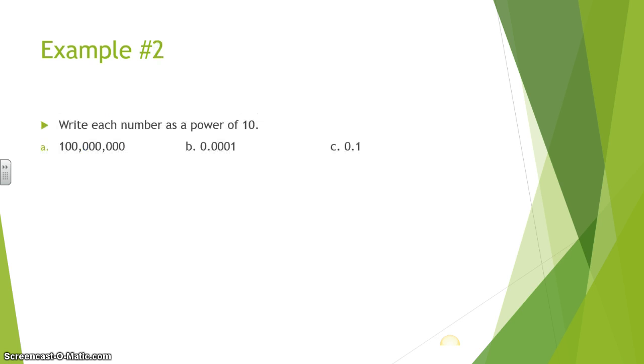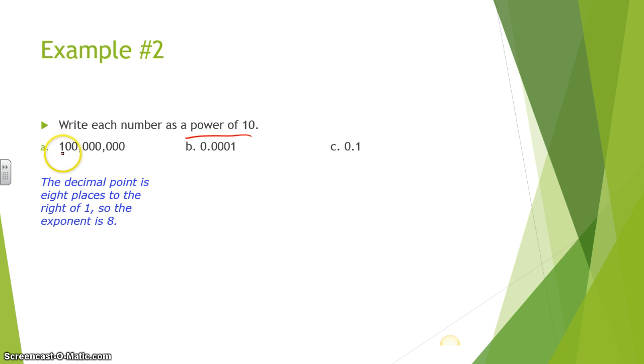The next part of this, it says write each number as a power of 10. So now we're actually going to be doing the opposite of what we just did. So we have our value now, but now we have to write it with the power of 10. So if we look at the first value, we have here 100 million. So what we're going to do is the decimal point is 8 places to the right of 1, so the exponent's going to be 8.